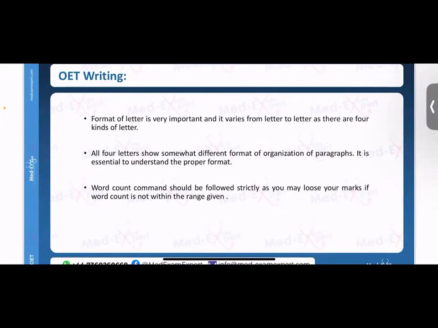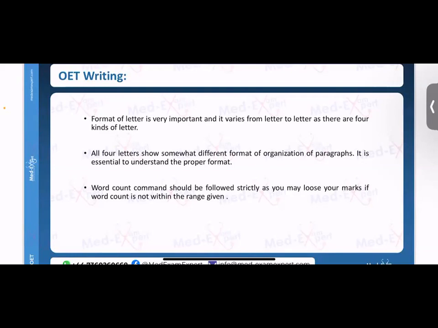Okay, one more important thing about letter writing is that most of the students think that they are good in English, and they are doctors as well. So it is very easy for them to write an OET letter. Like it is just like a call to the other department. It is just a referral letter and I can write it very well. So this is a basic misunderstanding by most of the students, because it is not like that. It is not only about the referral letter.